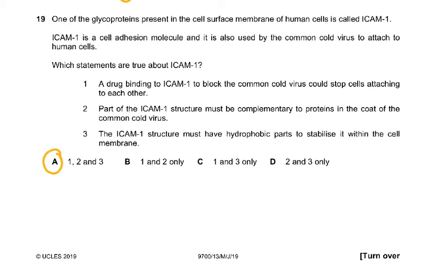So, glycoproteins present in the cell membrane of human cells are called ICAM1, and this helps the cells to be held together. These are called cell adhesion molecules and are used by the common cold virus to attach. So which statements? Of course, all three of them are correct, which is 1, 2, and 3, and that's why the answer was A, as all of these contribute to what they are telling us about ICAM1.